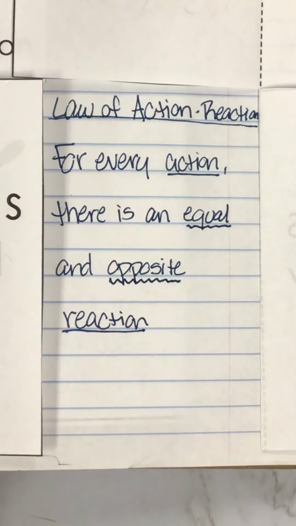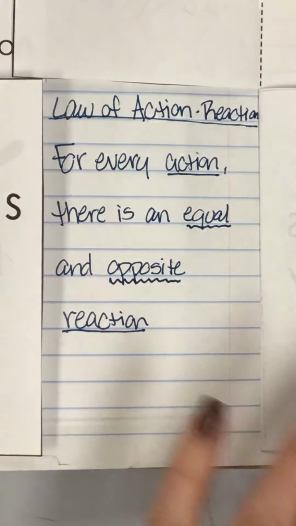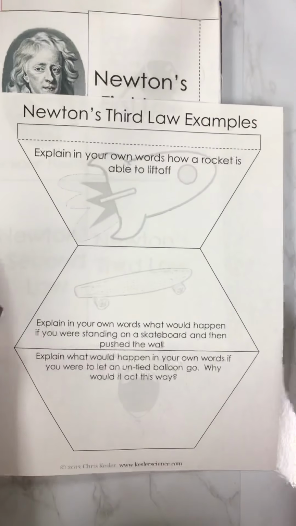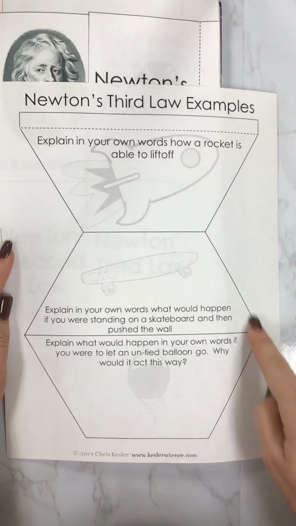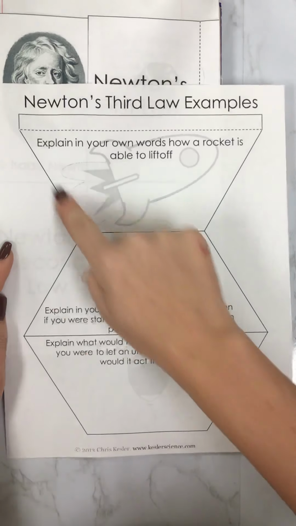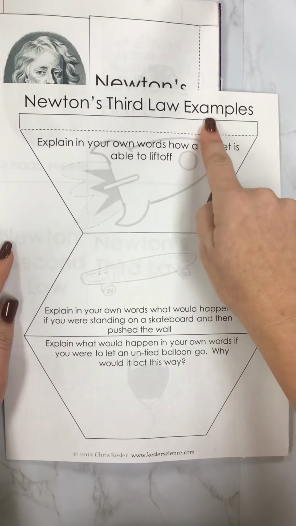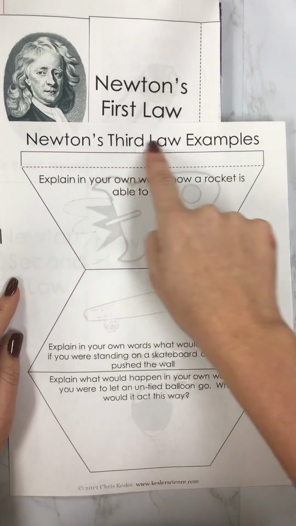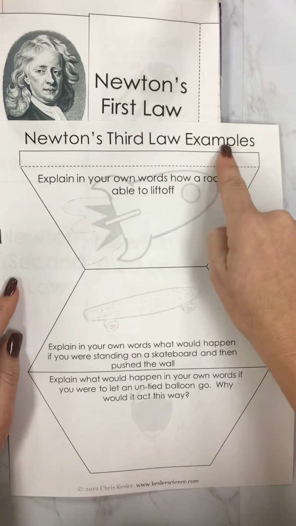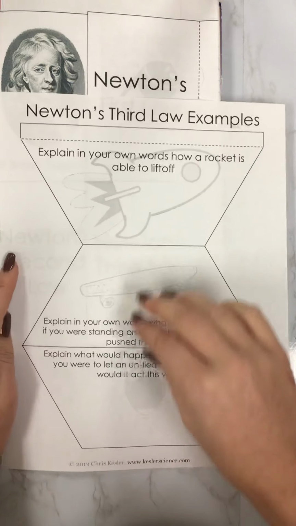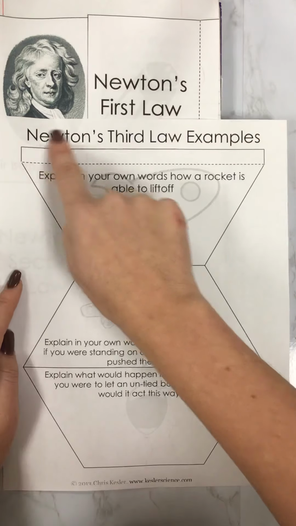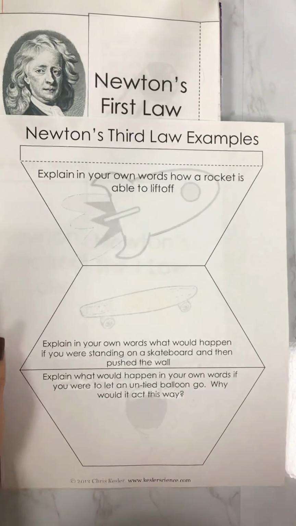So now we're going to want to look at some examples. So you were given another paper that says Newton's third law examples. So what we are going to do is cut this out along the solid line on the outside. And for this one, I'm also going to cut out Newton's third law examples, this title, and keep it. It is going to fit in your notebook because this right here is going to get folded up. So go ahead and keep the title also.